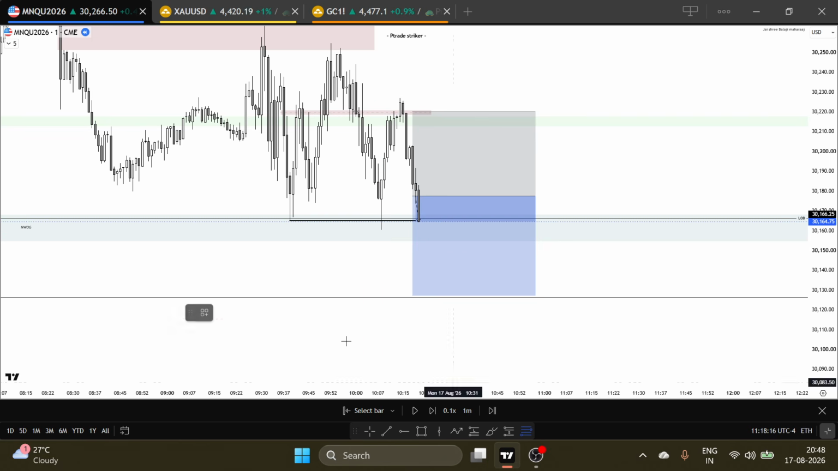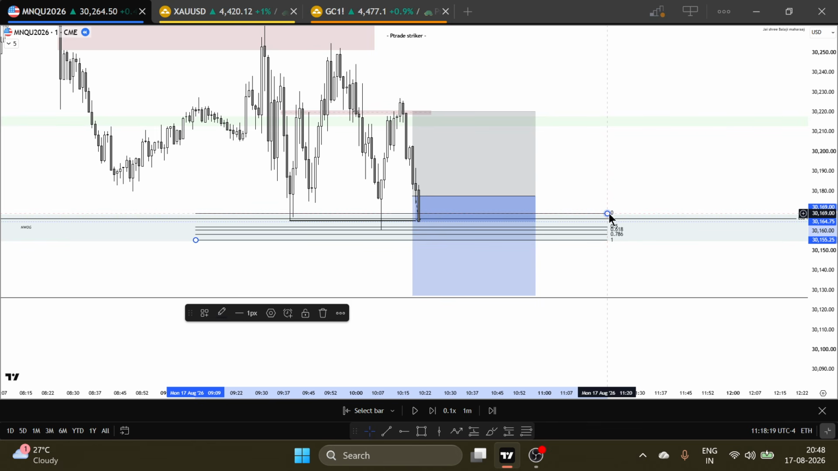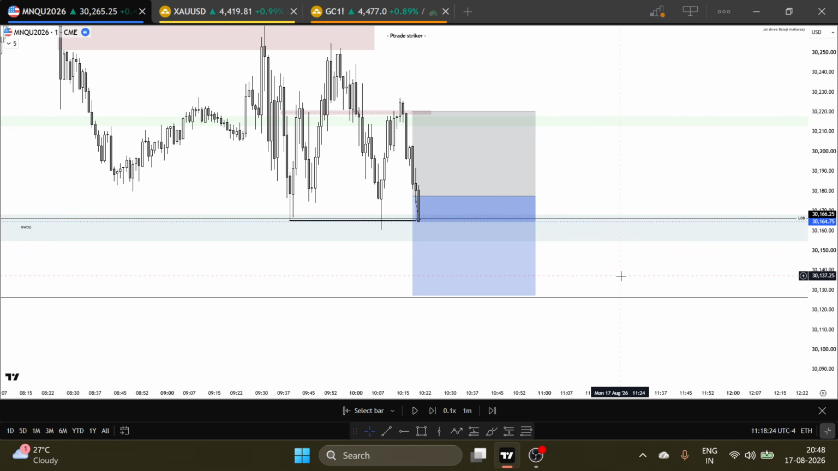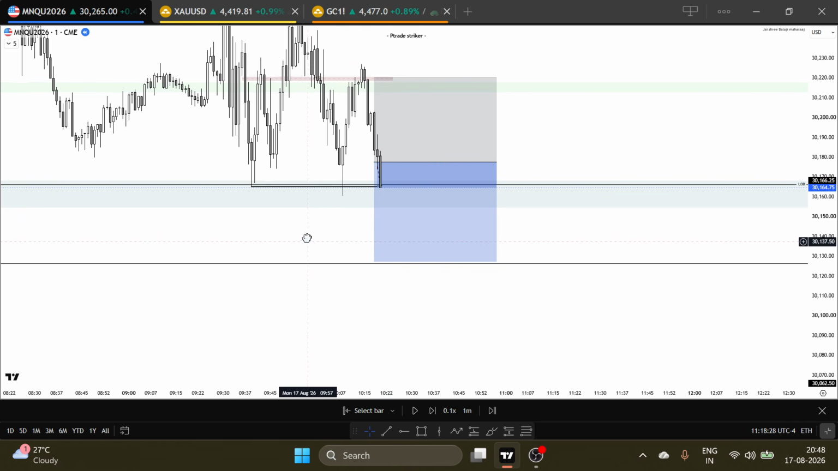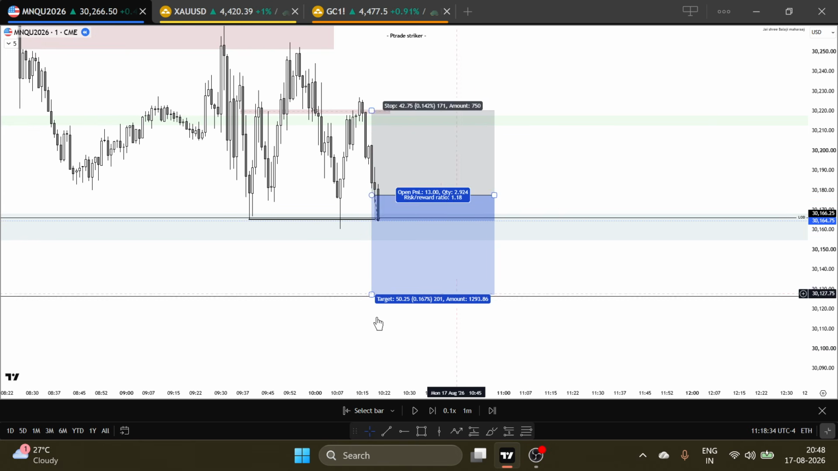When you check this, here price already respected this. Look at this, 50% of this NWOG. So price doesn't have any business going to the downside. Yes, we have this H1 candle, so maybe price will start pushing down.